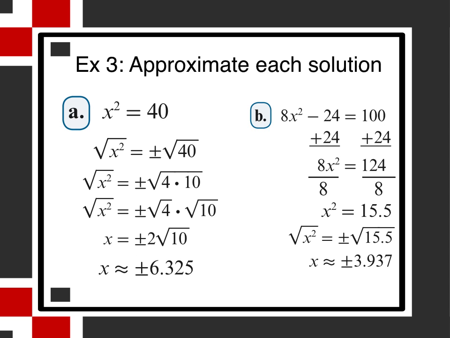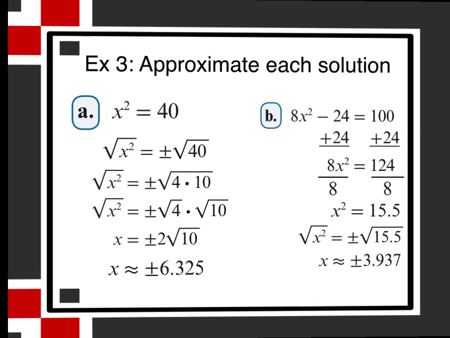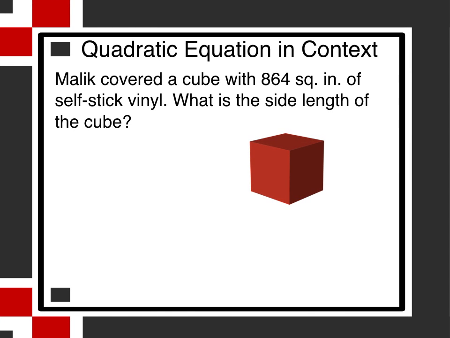So again, we're solving quadratic equations in one variable. And sometimes we'll have a word problem. Malik covered a cube with 864 square inches of self-stick vinyl. What is the side length of the cube? Well, if Malik used 864 square inches, we're talking about surface area, right? And because there's 6 congruent faces on a cube, the formula for surface area is 6s squared.